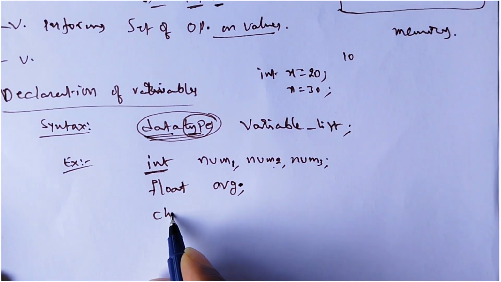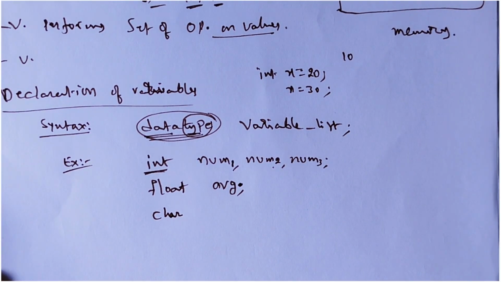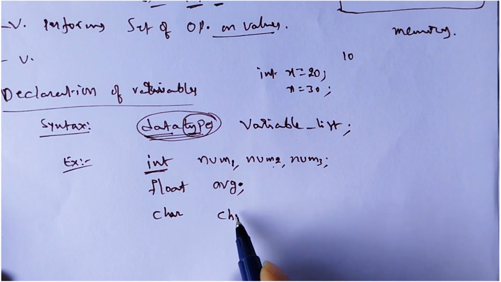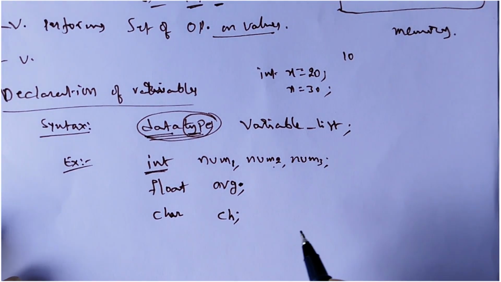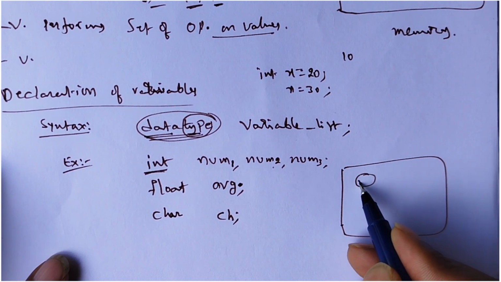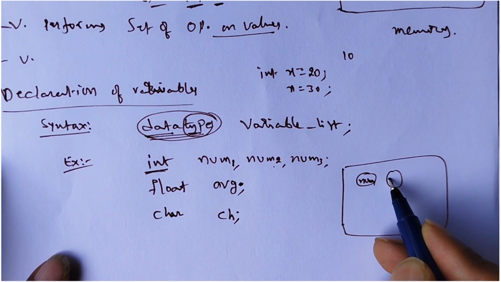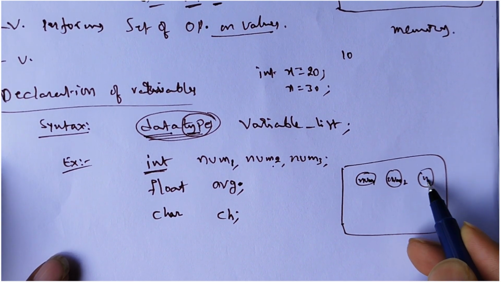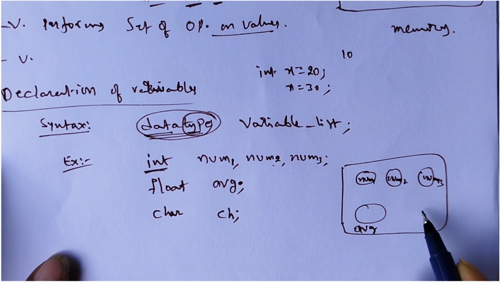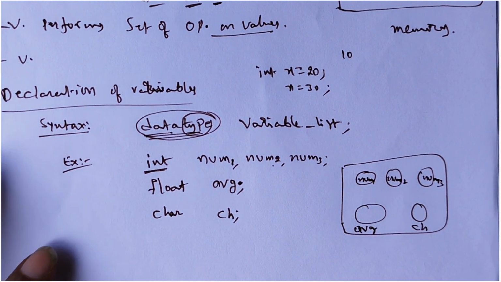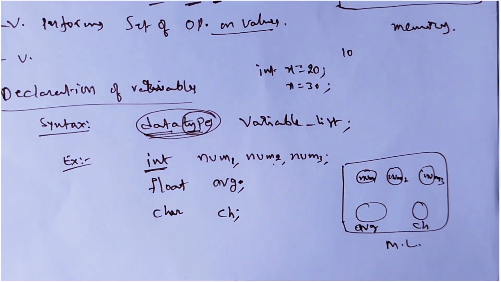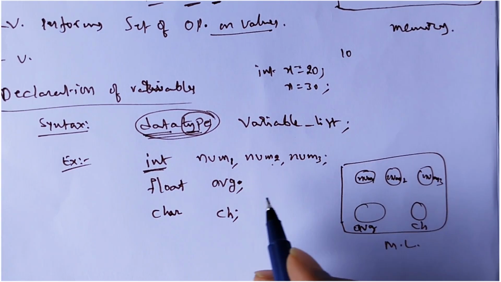Suppose you want to store characters, alphabets, in those cases we use the char data type, and the variable name is ch. If you create it like this, what will happen in the memory? There is a memory location for num1, num2, num3 as well as memory locations for avg and ch. Like this, memory will be allocated for each particular variable. This is the variable declaration.